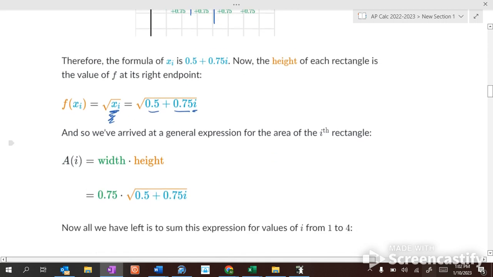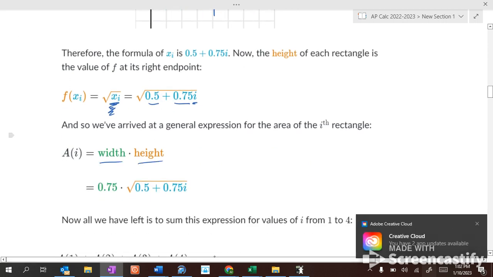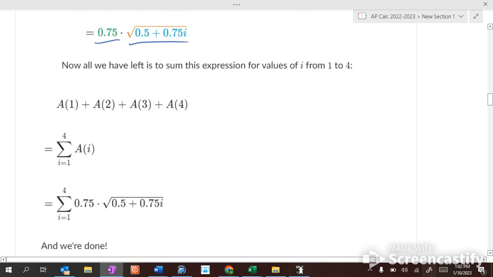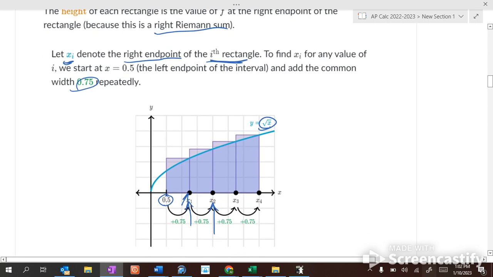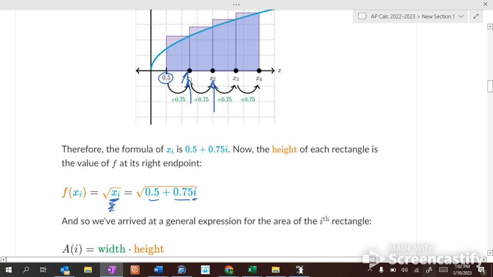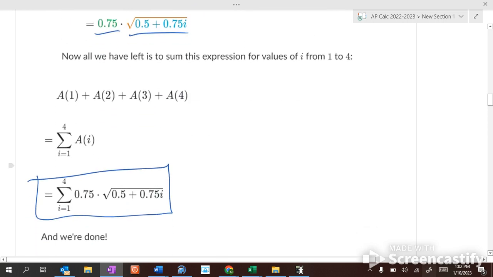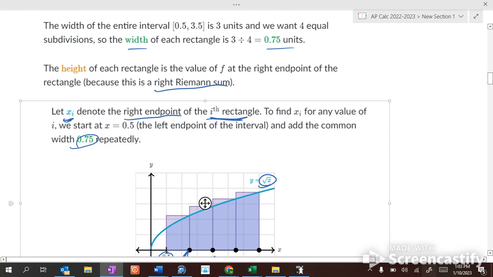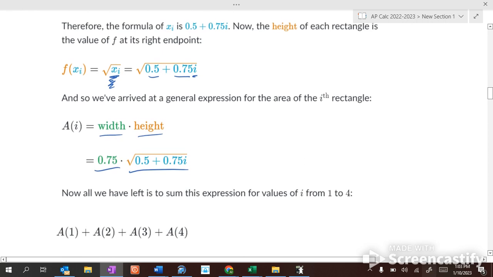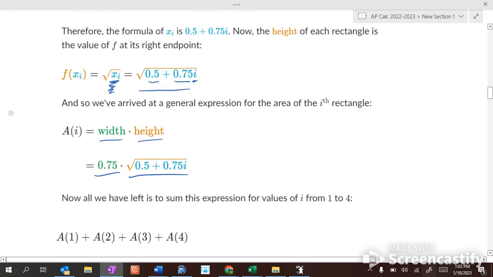Okay? So the area of a rectangle is the width times the height. Here's our width. Here's our height. So then we put it in summation notation, which is right here. That's summation notation for finding the area of this right Riemann sum. So the width times the height. And the height always comes from the function that we're given. The function is y equals the square root of x. So it's the square root of where we are underneath the function on the right side of the rectangle.